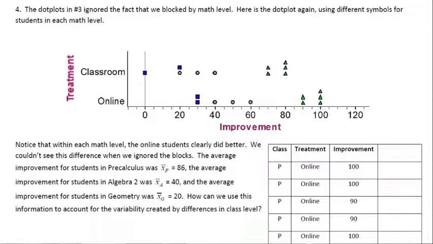Okay, so the next part, I've already got a dot plot here made. It says dot plots, and number 3, ignored the fact that we blocked by math level. So it just compared online versus classroom. Here's the dot plot again, but now it's got different symbols for students in each math level. So these triangles are actually pre-calc kids. And the gray circles here, those are Algebra 2 kids. And then the squares that are blue, those are geometry kids.